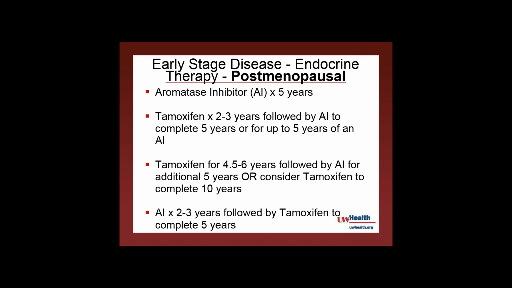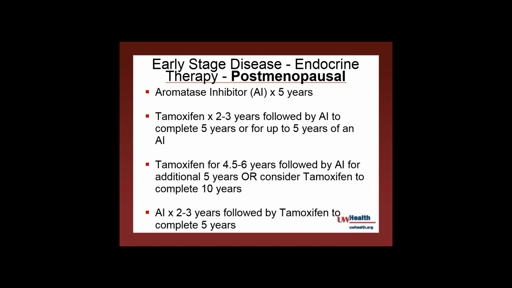Now this is endocrine manipulation or hormone therapy of postmenopausal women with early stage disease. The recommendation is accumulating that it's an aromatase inhibitor first for 5 years. The other things that can be offered is tamoxifen times 2 to 3 years, followed by an aromatase inhibitor to complete 5 total years or up to 5 years of the aromatase inhibitor. So it could be 2 to 3 years and then up to 5 years or 7 years of endocrine therapy.